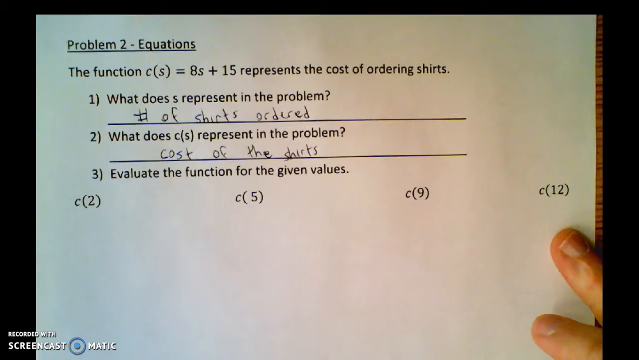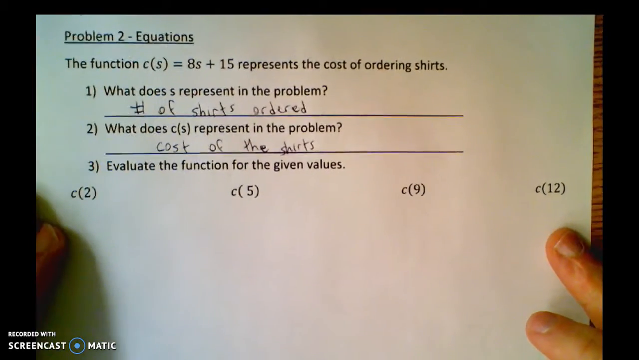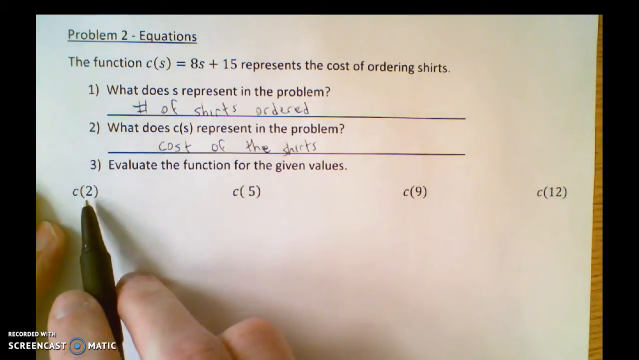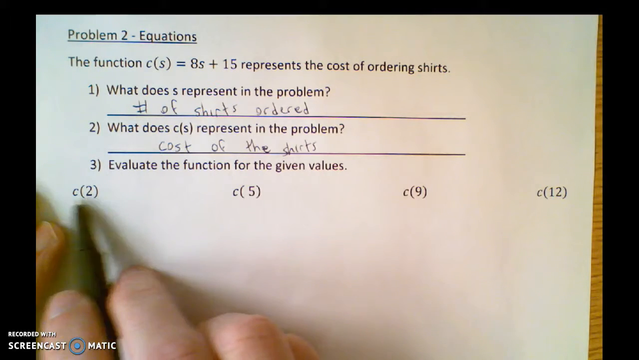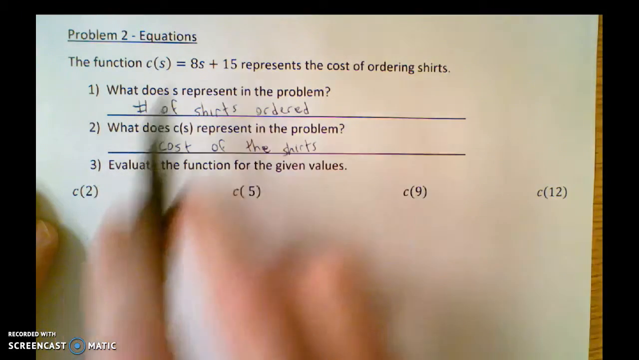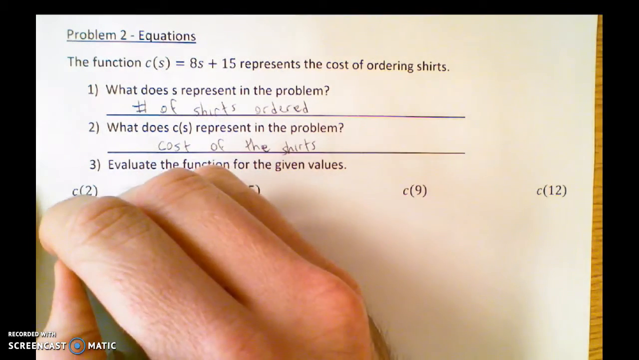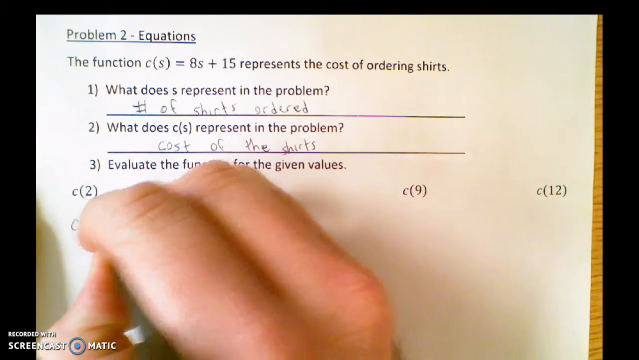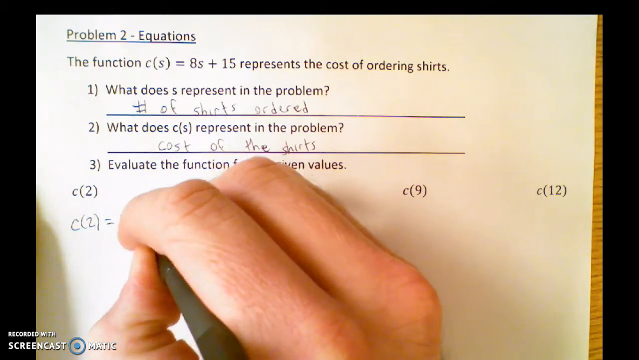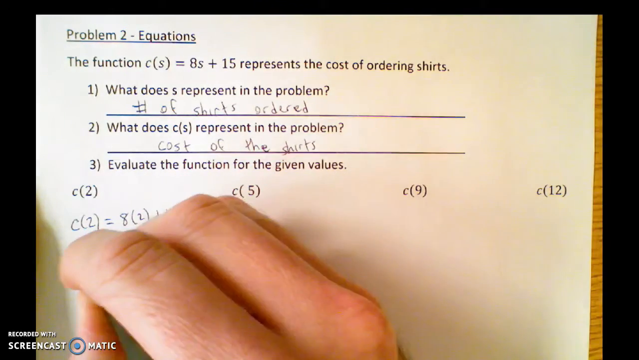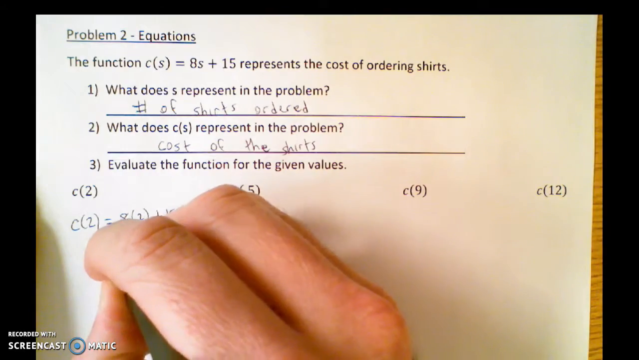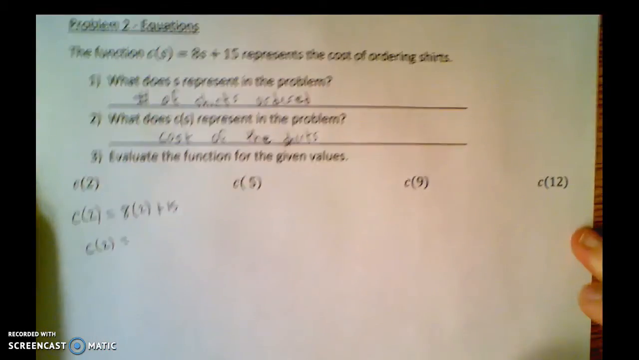So when you're using function notation, it asks you to evaluate for these given values. So the first one asks for c of 2. This does not mean multiply. This means you take 2 and you plug it into your equation and replace the s's with 2's. So c of 2 equals 8 times 2 plus 15. Again, on this side, I do not do anything with that c of 2. It stays the same.